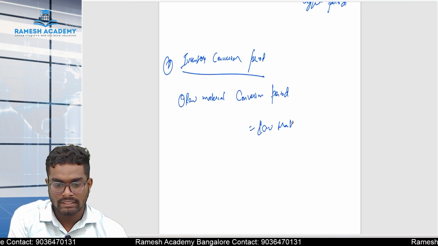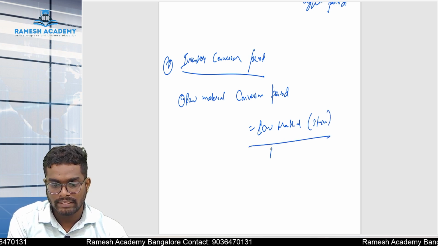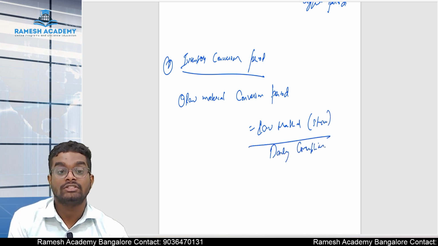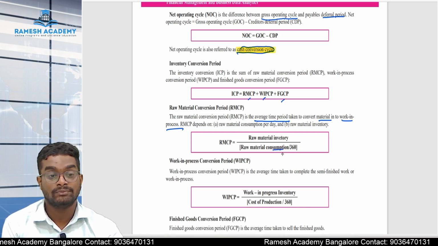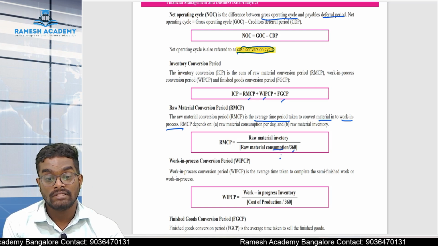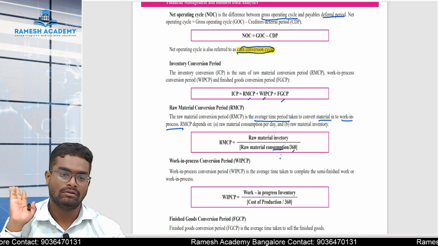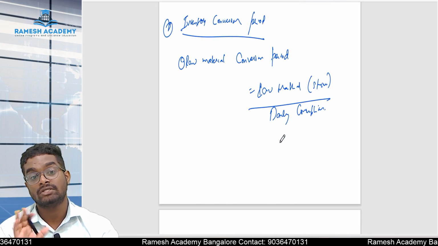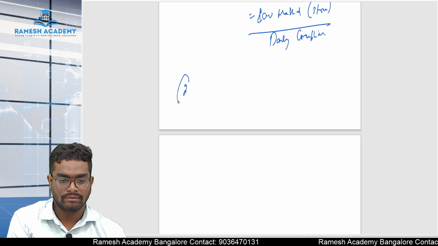Raw material which is in stock by daily consumption. So how much it will consume per day. So that is what they have found. If you see the formula here, raw material consumption divided by 360. Here what they are doing, total consumption divided by number of days. But what I will do, take daily consumption. In how many days the stock will be empty. So that is what raw material consumption period.